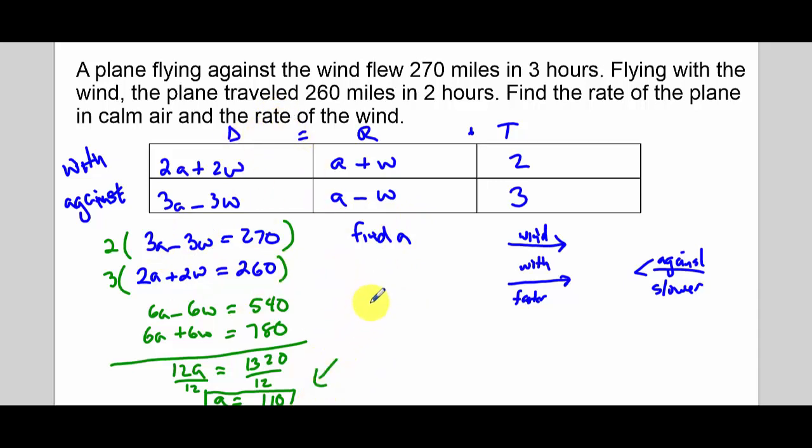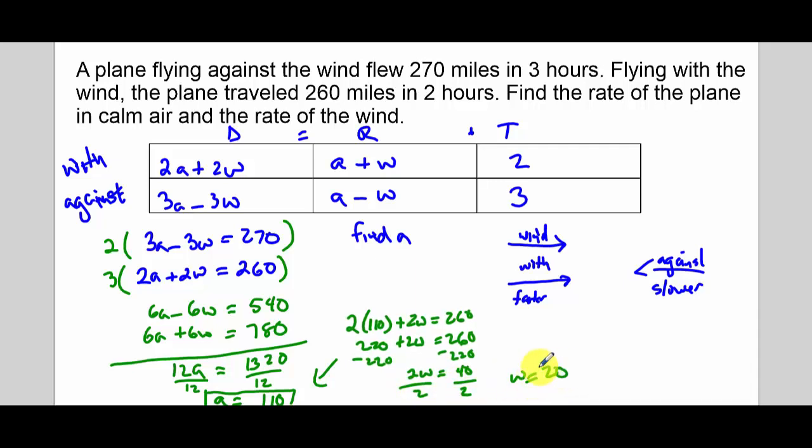So I will plug that back in and get 2 times 110 plus 2W is equal to 260. That's 220 plus 2W equals 260. Subtract 220 from both sides. Get 2W is equal to 40. Divide by 2, and W is equal to 20 miles an hour.